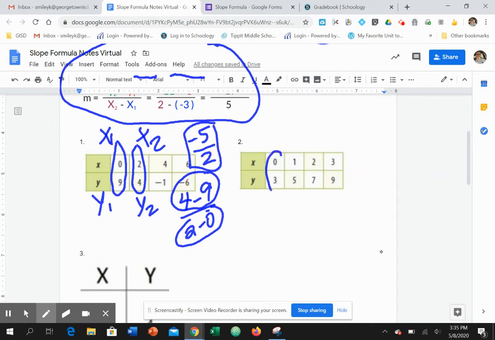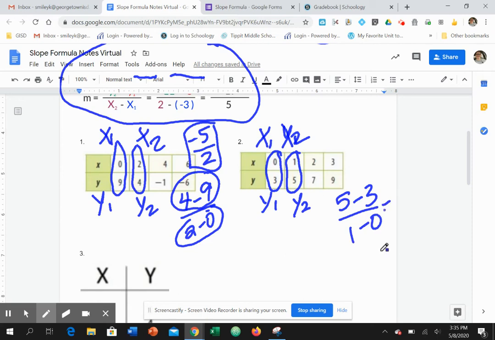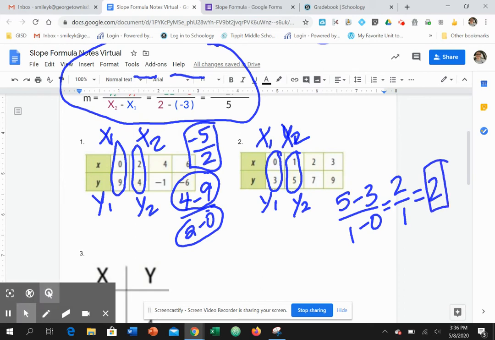Go to number 2. I'm going to choose 2 points. You can choose any 2 points, but the first ones are usually pretty easy. This is your x1, your y, or your x2, my bad, and your y1 and your y2. So I have 5 minus 3 over 1 minus 0. 5 minus 3 gives you 2. 1 minus 0 gives you 1. You can leave it like that, but it will be written as a 2 in any answer choices that you have. All right, be sure you can pause, rewind if I'm going too fast.